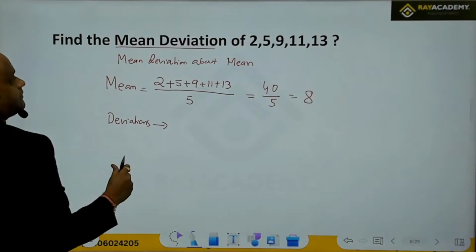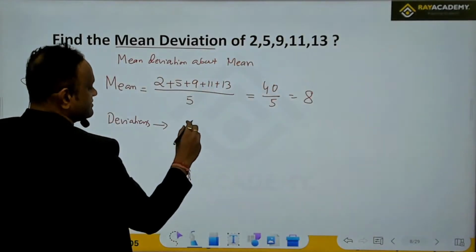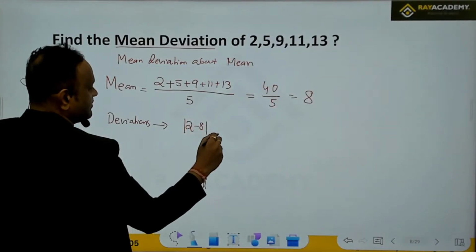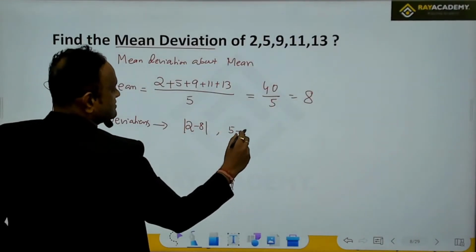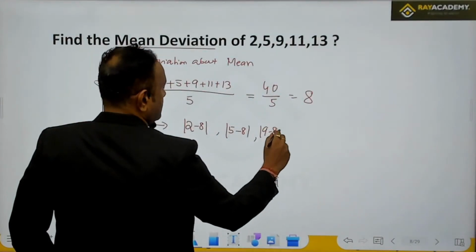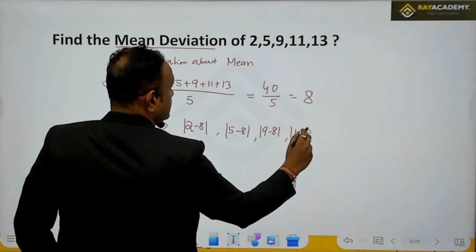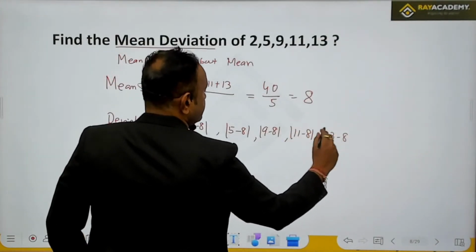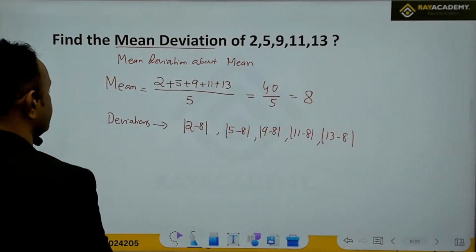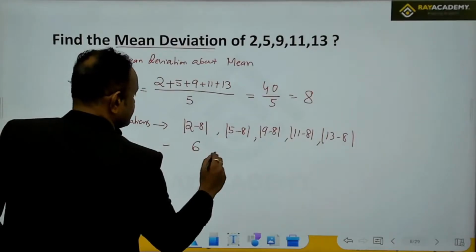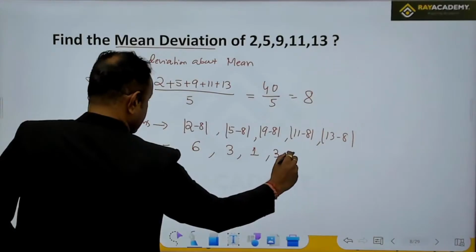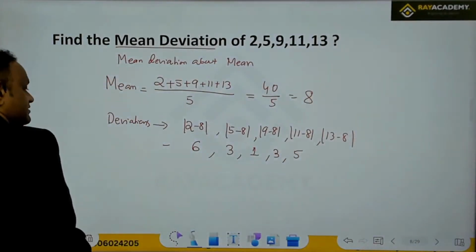The deviation of 2 from 8 is 6. I am writing modulus of 2 minus 8, which means 6. And modulus of 5 minus 8 is 3, and 9 minus 8, 11 minus 8, and 13 minus 8. These are all the deviations of each number. So the deviations are 6, 3, 1, 3, and 5.